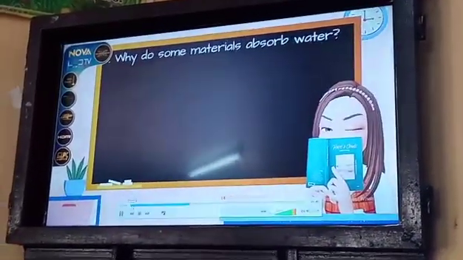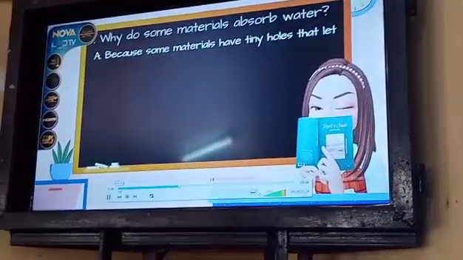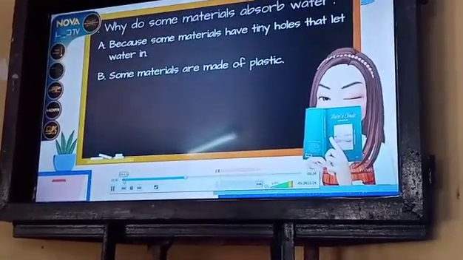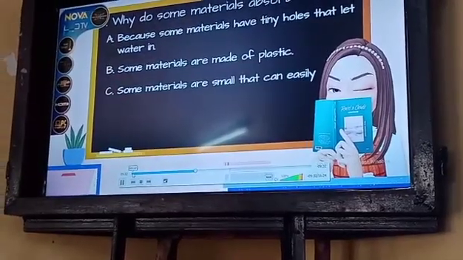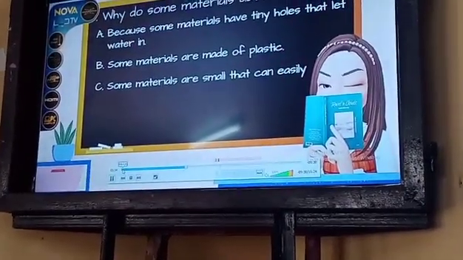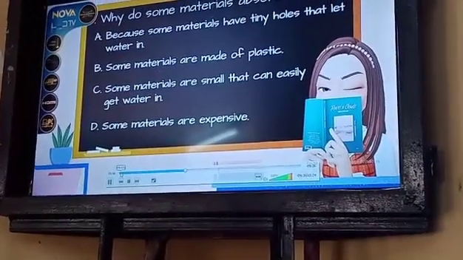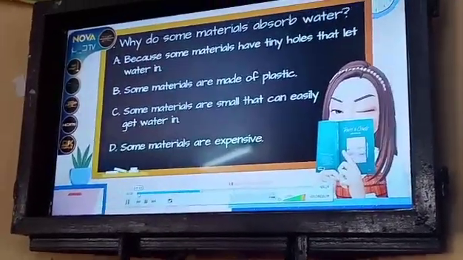Number 3. Why do some materials absorb water? A. Because some materials have tiny holes that let the water in. B. Some materials are made of plastic. C. Some materials are small that can easily get water in. D. Some materials are expensive.